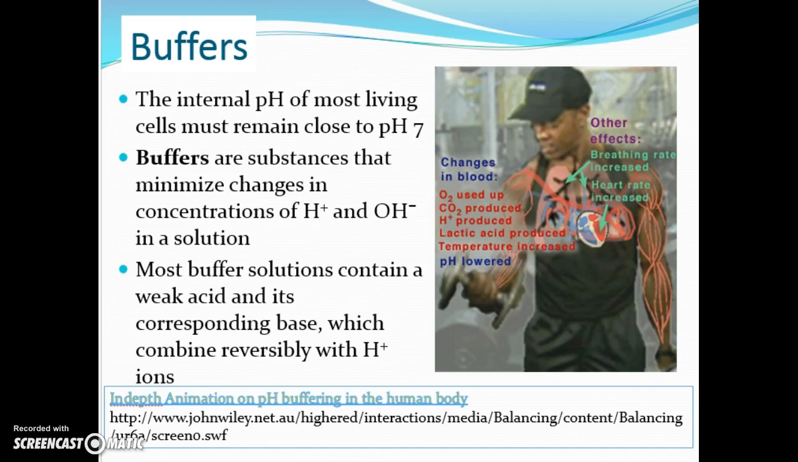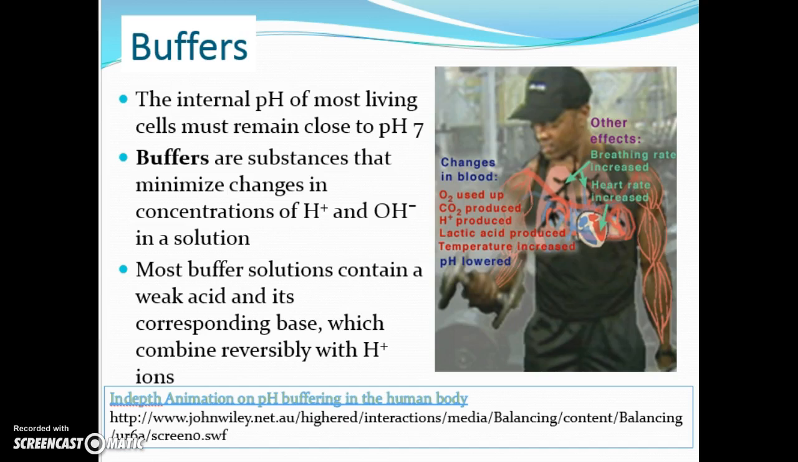To review this concept more in depth, I'm going to show you a real quick video or animation just to show this in action, but you can also pause this video right now and look at this website down below here that has a very in-depth explanation of how the pH of the body is regulated.